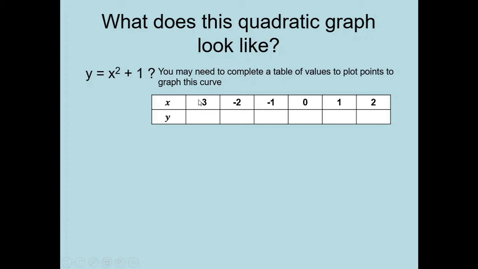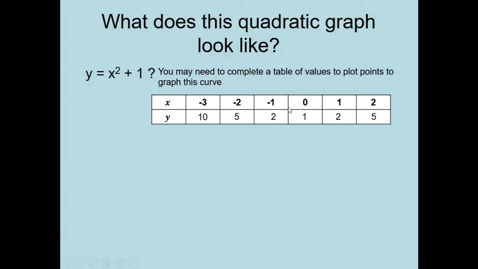Okay, so when x is equal to negative 3, we're going to do negative 3 squared. Remember, that's going to make it positive. That's going to be 9 plus 1, which is 10. Negative 2 squared will be positive 4 plus 1 is 5. Negative 1 squared is 1 plus 1 is 2. 0 squared is 0 plus 1, which is 1. And 1 squared is going to be 1 plus 1 is 2. 2 squared is 4 plus 1 is 5.